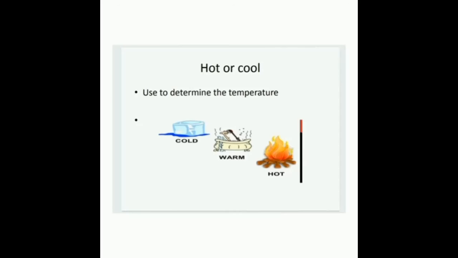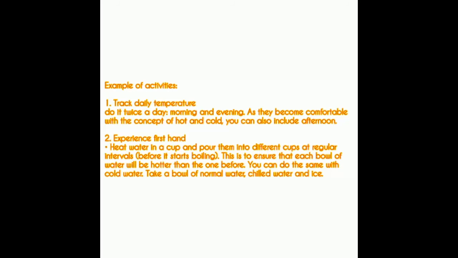Next is hot or cool. Use it to determine the temperature. An example of activity number 1 is to track the daily temperature. Do it twice a day, morning and evening. As they become comfortable with the concept of hot and cold, you can also include the afternoon.